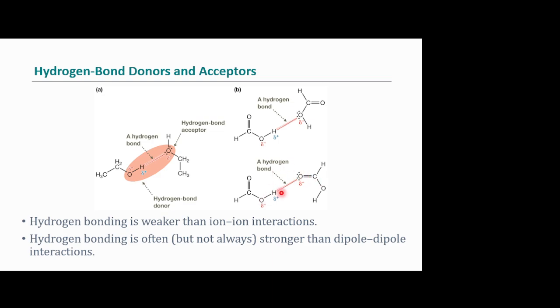So this one is donating this hydrogen bond right here. That's the hydrogen bond donor, right? This one right here is the acceptor. Okay. And it can't itself donate a hydrogen bond from that oxygen there, can it? Because there's no hydrogen.